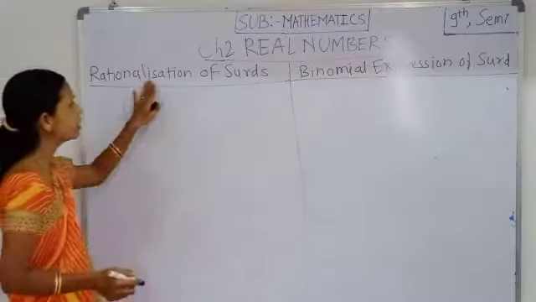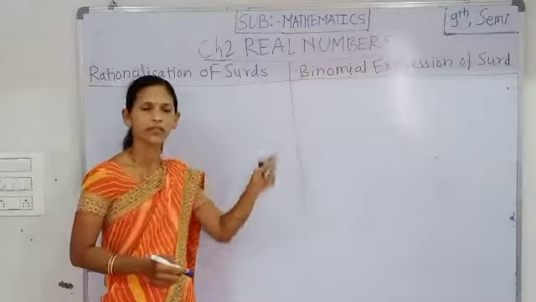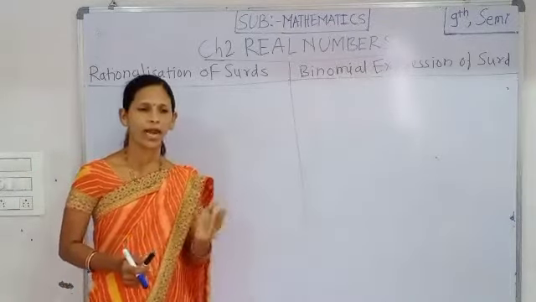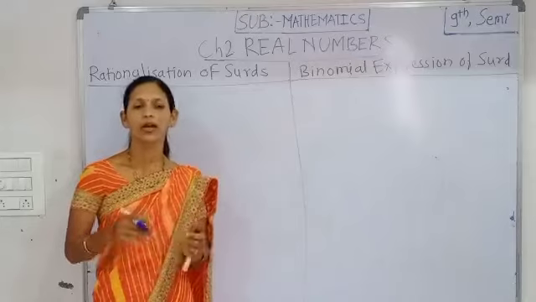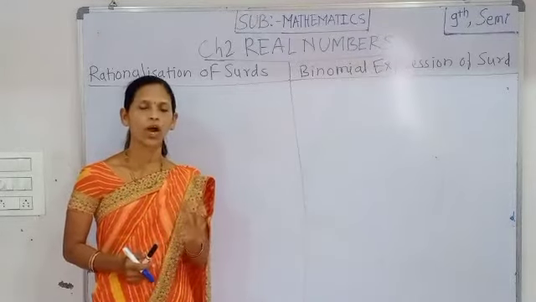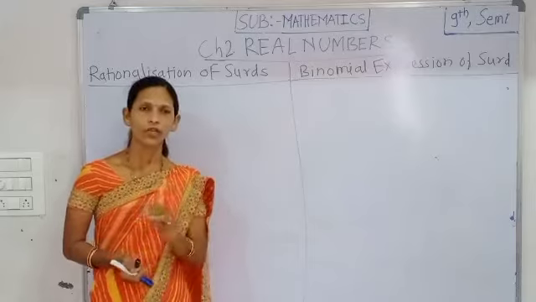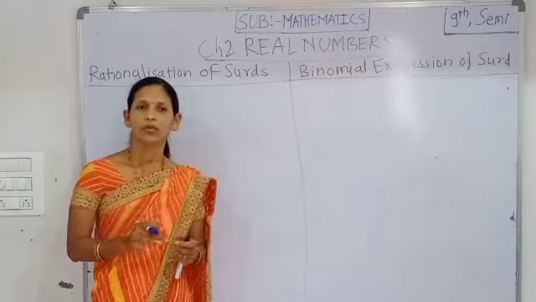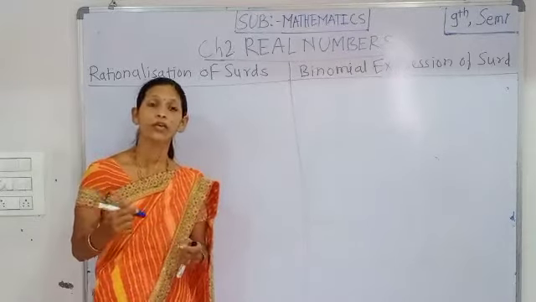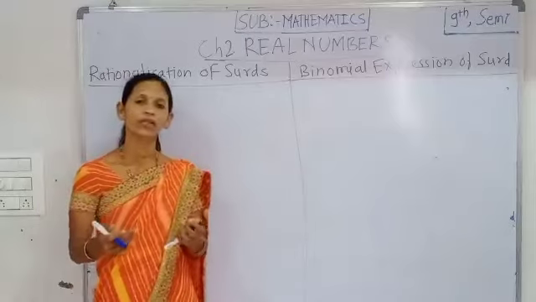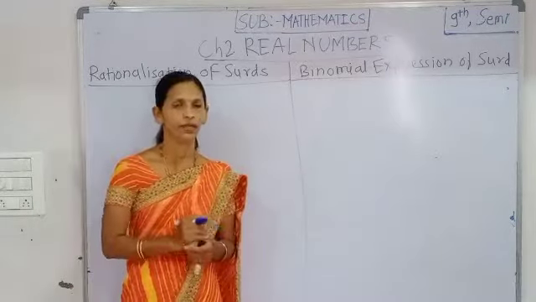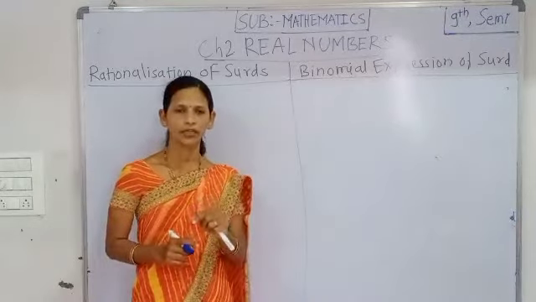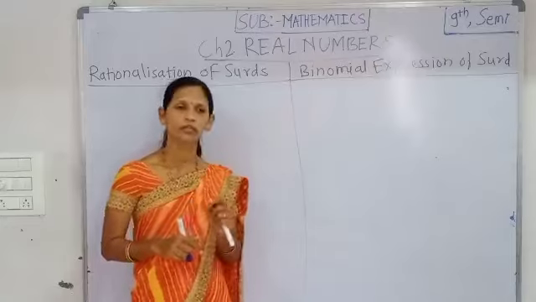See here, rationalization of surds. Taking a few examples from practice set 2.3, I am going to discuss this with you. First of all, rationalization of a surd takes place when we find the rationalizing factor of the given surd. So first we have to find the rationalizing factor of the given surds.